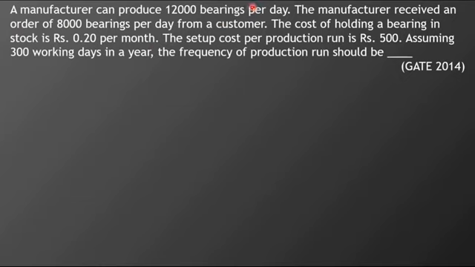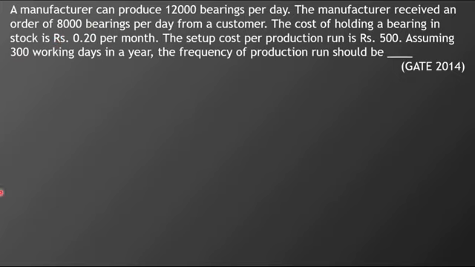So here production rate is given, consumption rate or demand rate is given, cost of holding a bearing in stock is 0.2 per month. Normally we follow the holding cost per year per item. So here it is given per month, so we have to convert it into per year. So that is 0.2 into 12. And the setup cost for production is 500, assuming 300 working days. So annual demand is 300 into 8,000 bearings.